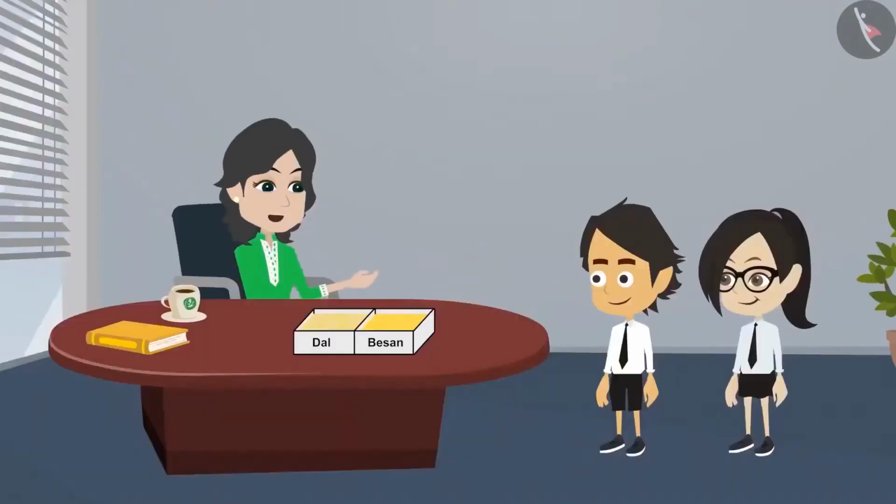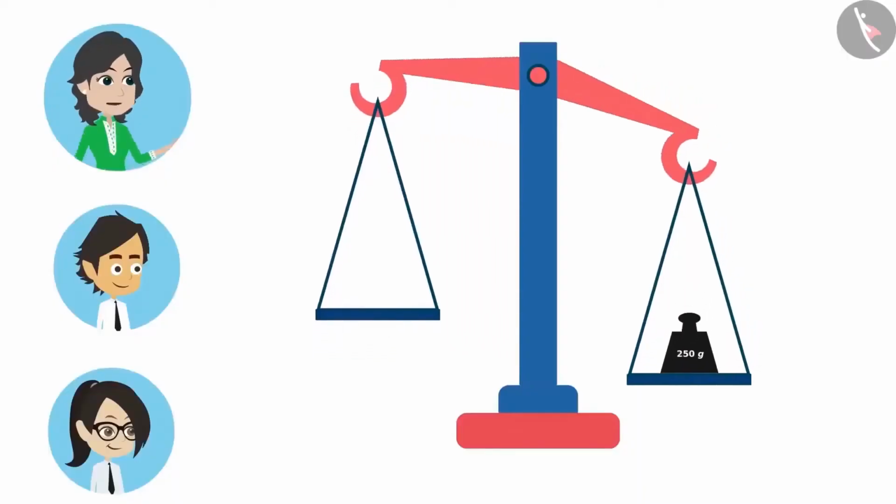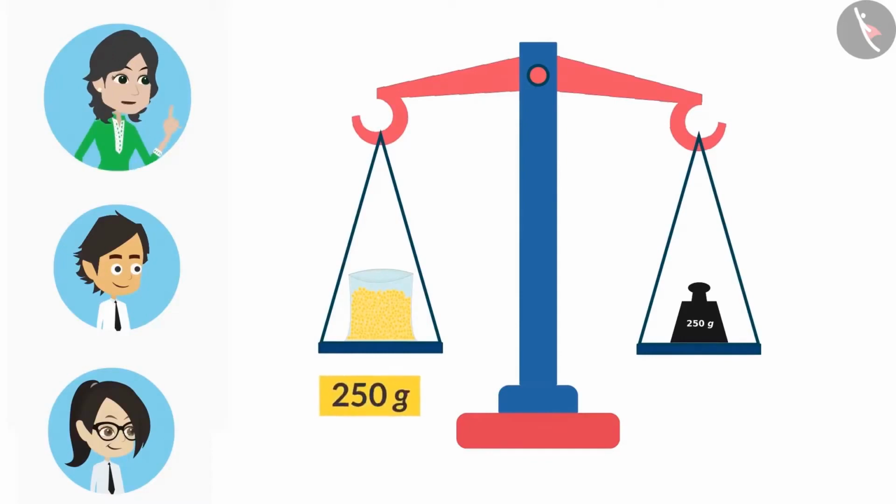Now to divide this into two equal parts, we will measure 250 grams. For this, we will keep a 250 gram weight on one side of the scale and we will keep adding dal on the other side of the scale till both sides of the scale are balanced. Look, now there is 250 gram dal on one side of the scale. In this way, we can divide solid objects into equal halves.